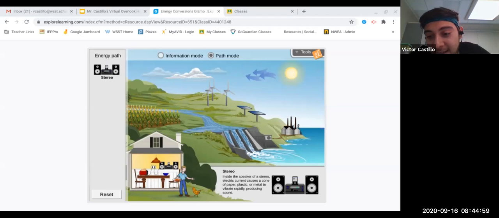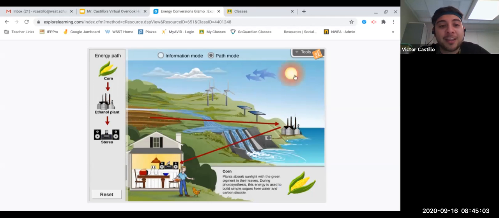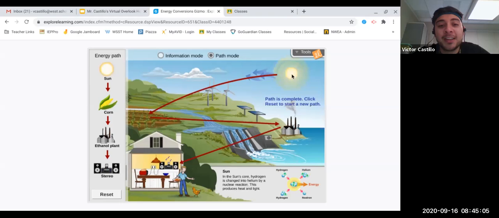Sarai said, the sun to the corn to the ethanol plant. So the sun grows the corn, then the corn uses its energy. It converts it into basic ethanol, which is a form of energy. It's a form of liquid. And that ethanol gets transferred into the stereo.